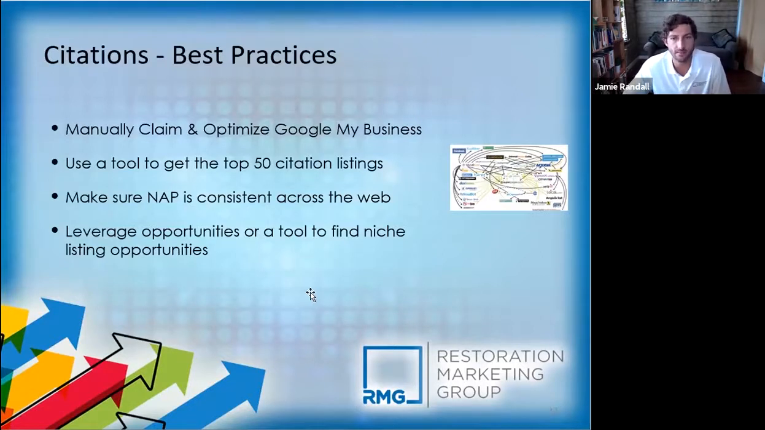Again, at least the starting point before you do anything, I would recommend claiming and optimizing your Google My Business profile, right? Get it verified, go through that whole process, and that's kind of the starting point. And then, use one of the tools I shared with you guys to get the top 50 citations going, synced, get the NAP consistent across the web. If you're currently working with a company, they should be doing this for you.